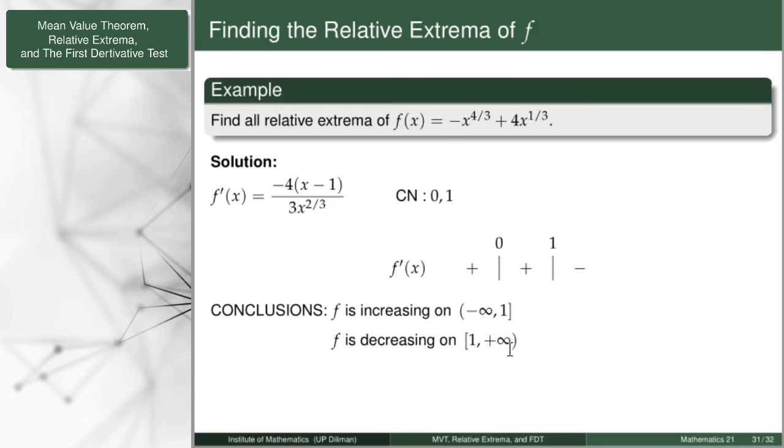Decreasing from 1 to infinity. Notice, in this case, I wrote both brackets. This is still correct. And you will have a maximum here because you increased first and then decreased later. And that is how you got the answer for this one. You will not have a relative extremum at 0 because there was no change.